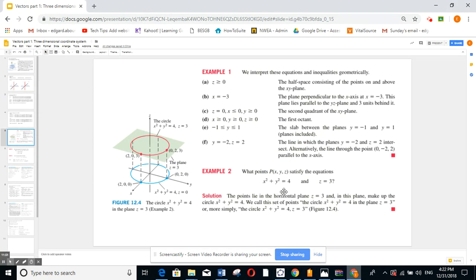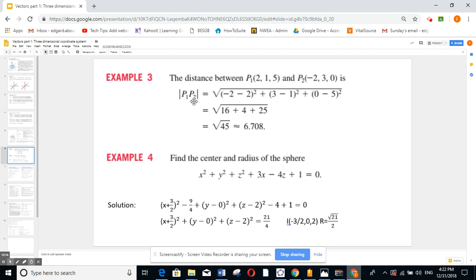so for example, what points of P satisfy? We all know that this is a cylinder, this is a plane, so it will be a circle whose center is 0, 0, 3, radius is 2, and the circle is perpendicular to the z-axis at the point z equal to 3. You can see it here, 0, 0, 3. Okay, you can draw it by GeoGebra.